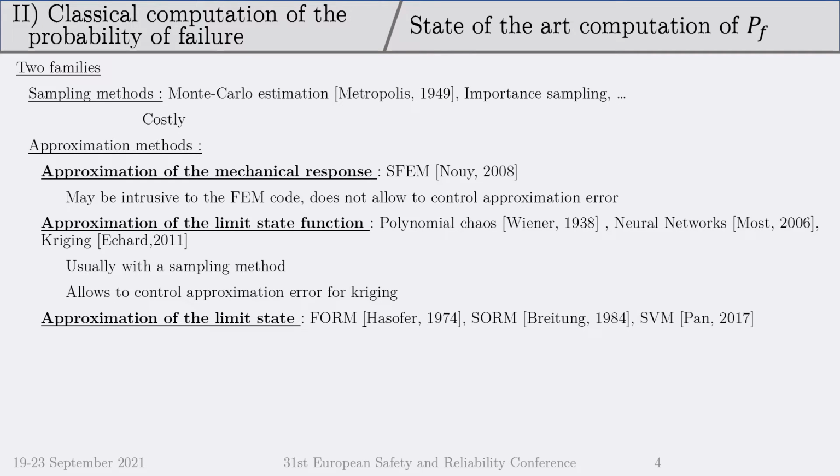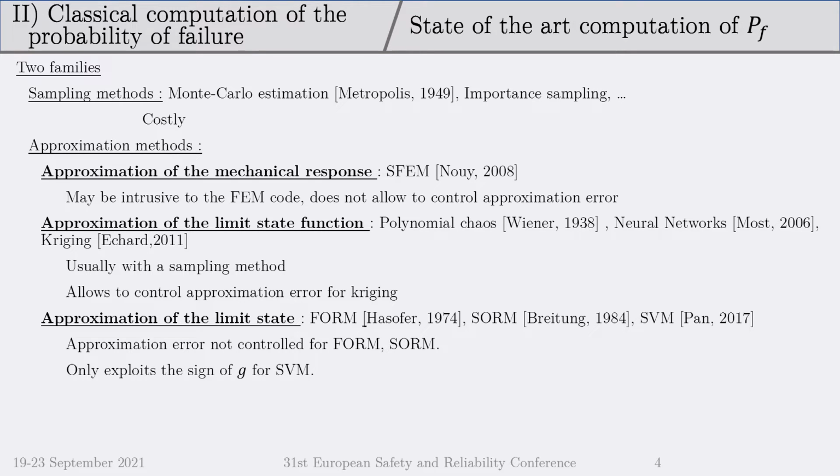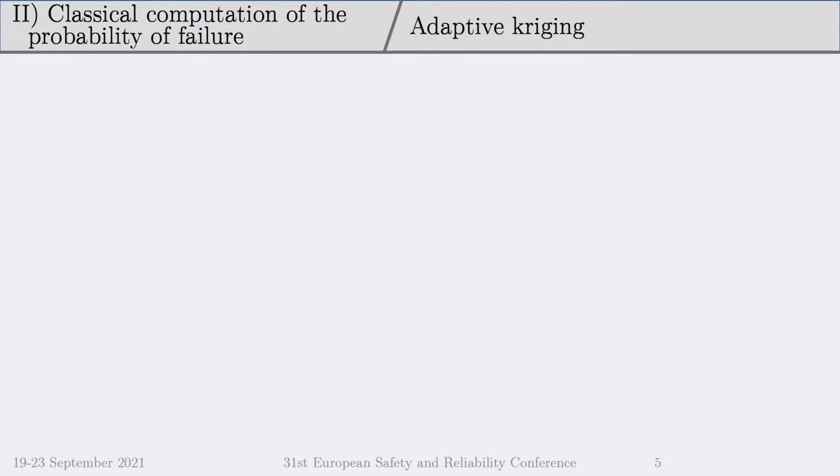You may also approximate the limit state through FORM, SORM, or through a classifier such as SVM. The approximation error is not controlled with FORM and SORM because there is no reason why the limit state should be linear or quadratic for any problem. And for SVM, it doesn't exploit the sign of G, and it does not exploit the value of the function G, which usually makes the approximation of the limit state function more powerful and more performant than SVM.